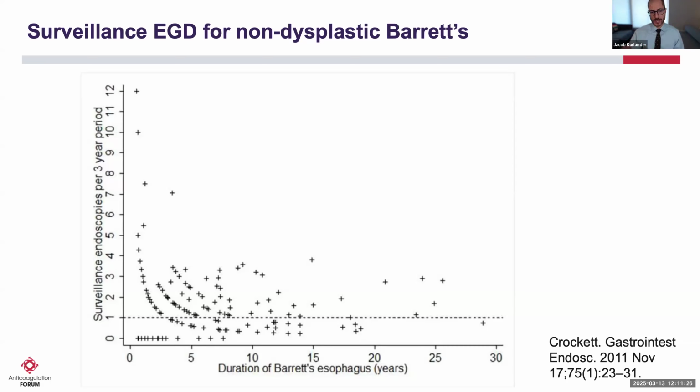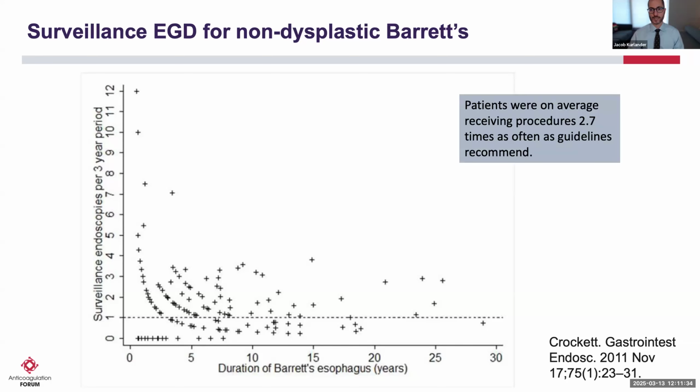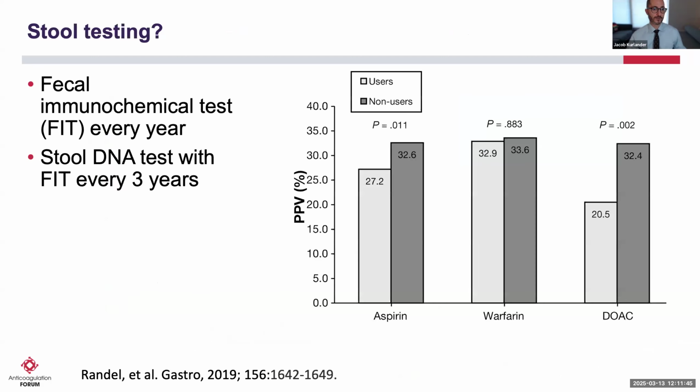And then on the x-axis, we have the duration of Barrett's esophagus. And you can see actually that 65% of patients were getting endoscopies more frequently than they should have been. And on average, patients were getting these endoscopies 2.7 times as often as guidelines would recommend. So just another example of how we overuse endoscopy quite often.